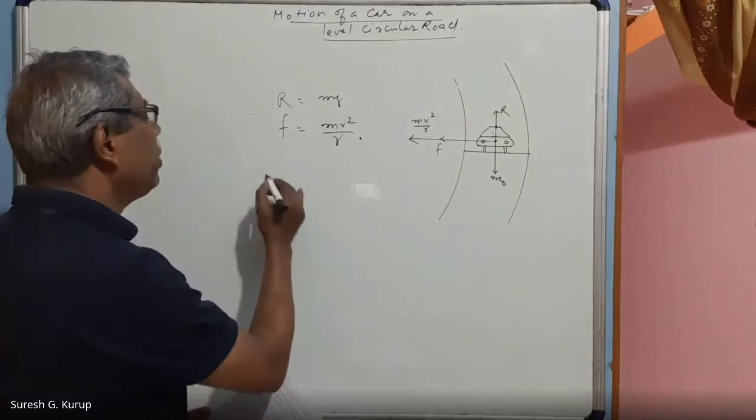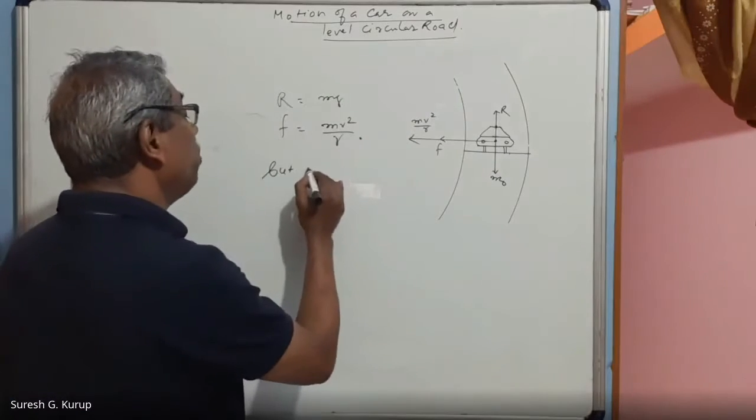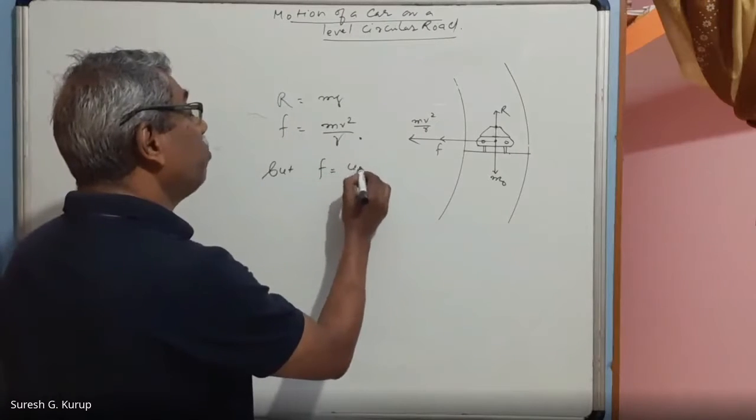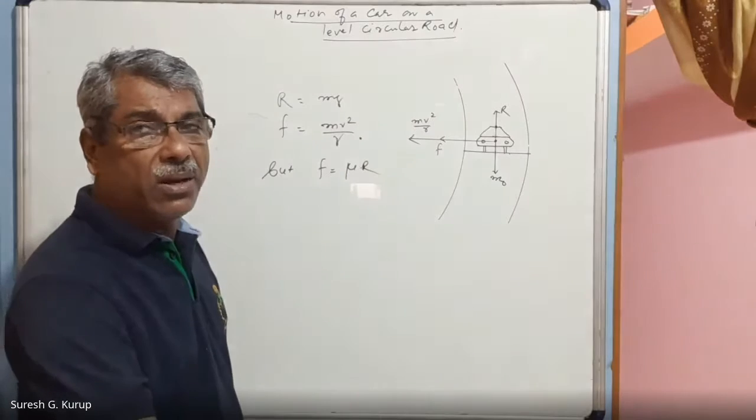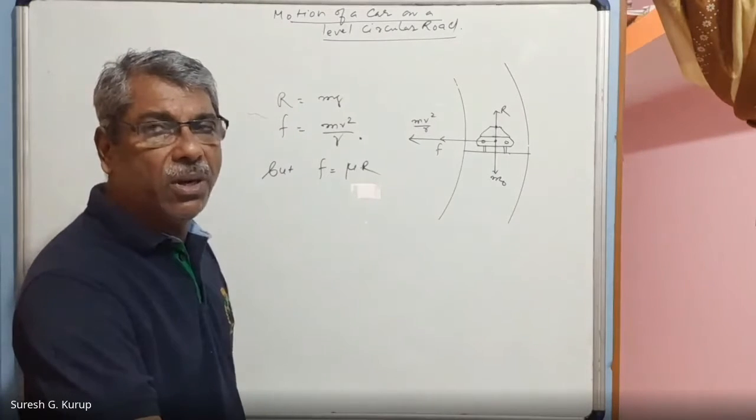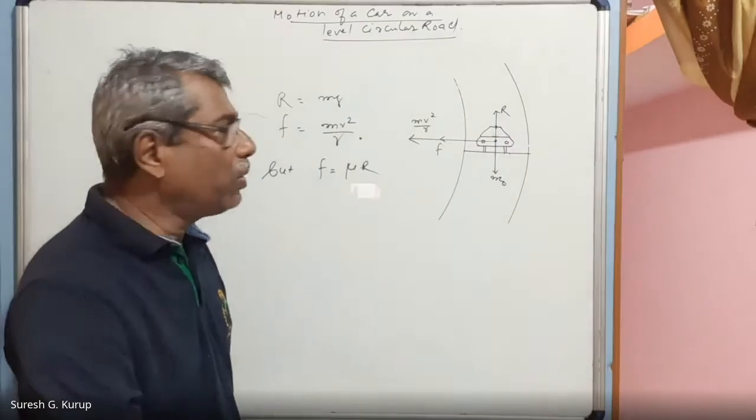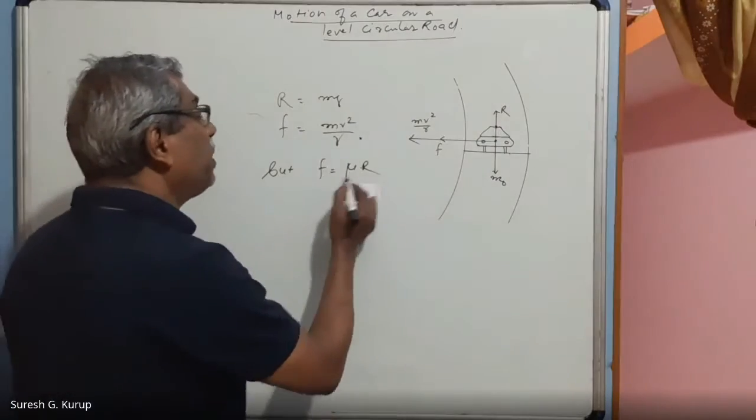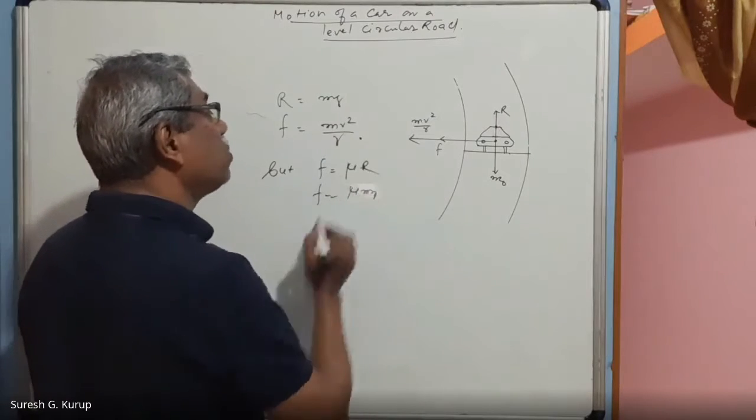But everybody knows that F is equal to mu into R. Already studied, right? F by R is equal to mu. Force of friction and normal reaction, the ratio is equal to the coefficient of friction. Already taught to you, right? Now, R is equal to mg. Therefore, F is equal to mu mg, I can also write.